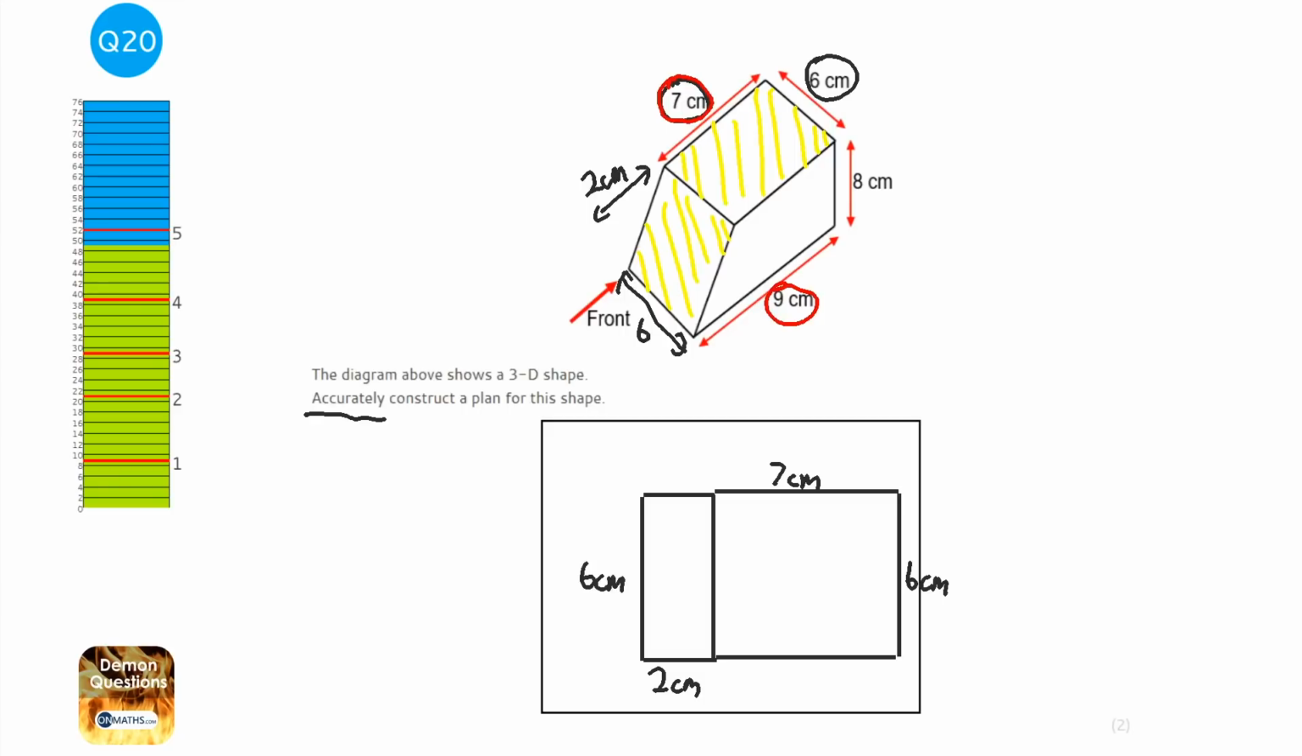Now, this line we have in the middle, this line here, is really important, because that shows that there's a join, that there's something happening there. So you need to show that, especially if there's a change in elevation, just show it with a line on the diagram.